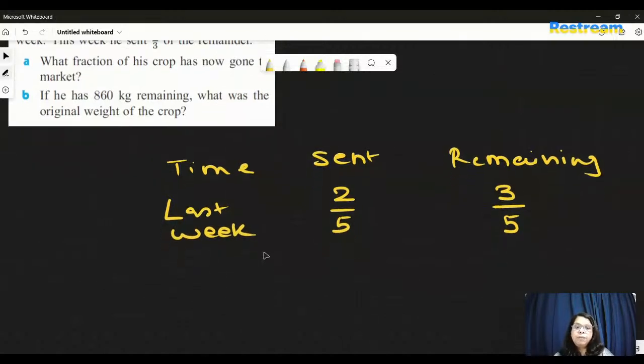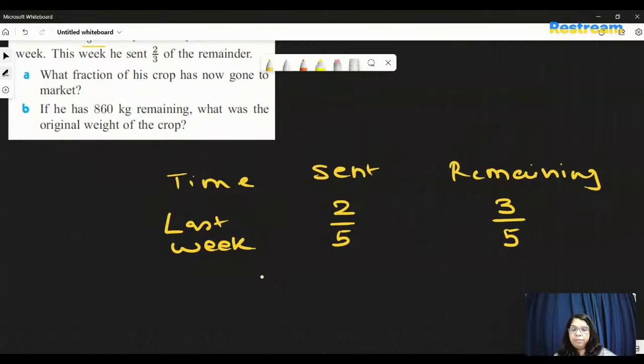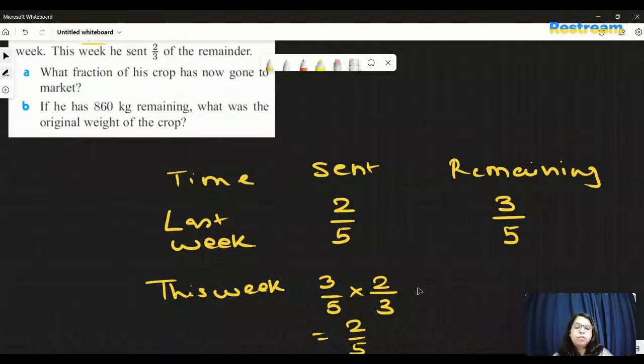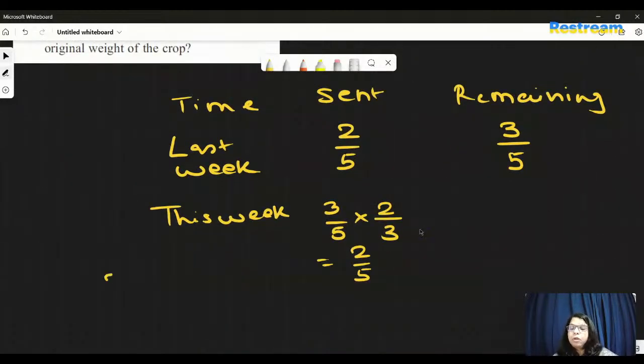Now this week he sent 2/3 of the remainder. So this week he sent 3/5 times 2/3, which is equal to 2/5. So how much is remaining again? What fraction of his crop has gone to market? So how much of his crop is gone to market? 2/5 plus 2/5, which is equal to 4/5.